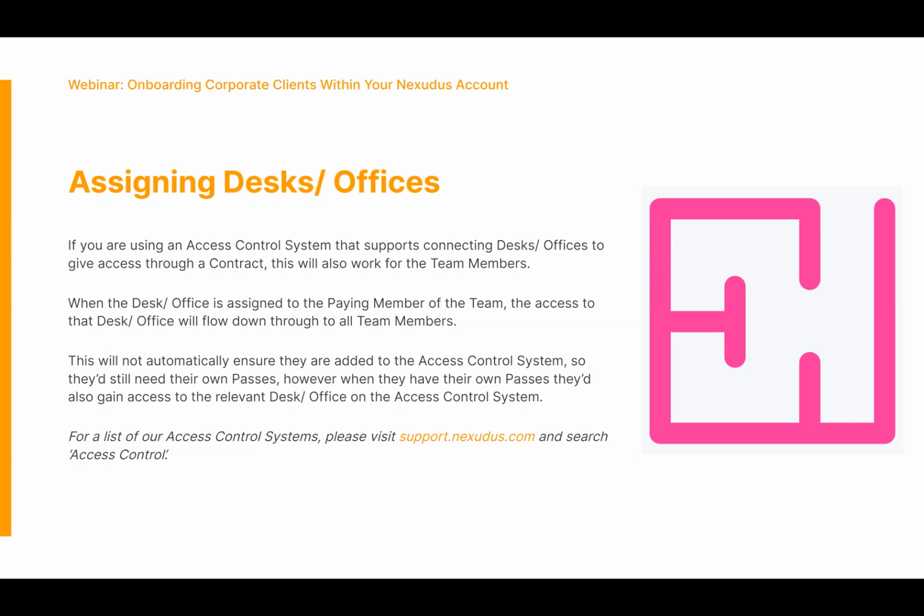So for instance, if you had a group within your access control system that is for office number 1, and you have to get through the main entrance, floor 1 and office 1, those 3 locks, then you can have all team members that are within that team access that specific office via the paying member's contract.